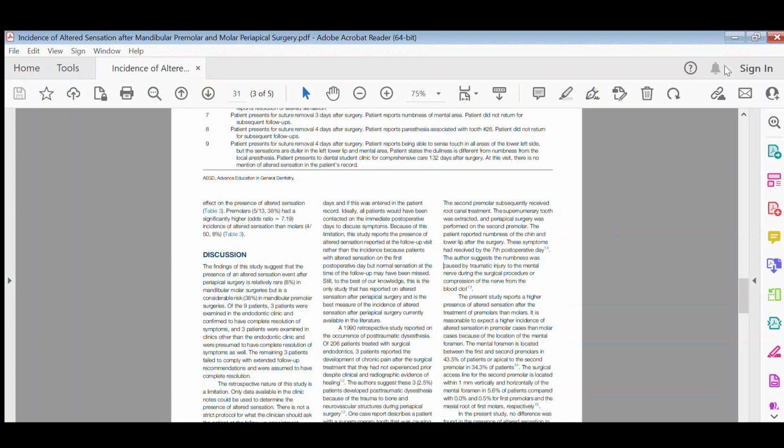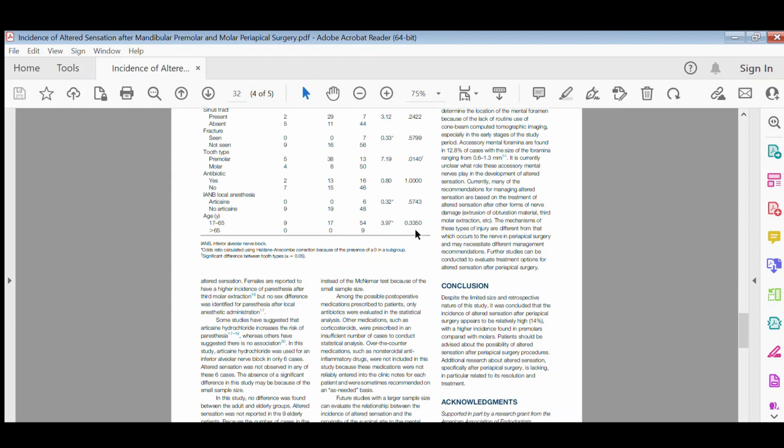Altered sensation even after periapical surgery is relatively rare in mandibular molar surgeries, but a considerable risk in mandibular premolar surgeries. It is reasonable to expect a higher incidence of altered sensation in premolar cases than molar cases because of the location of the mental foramen. The absence of a significant difference between different variables in this study may be because of the small sample size.